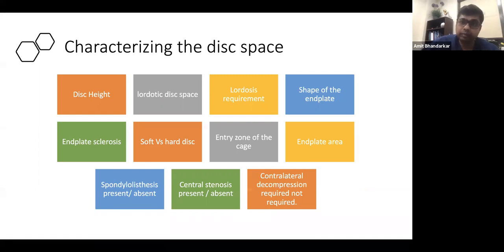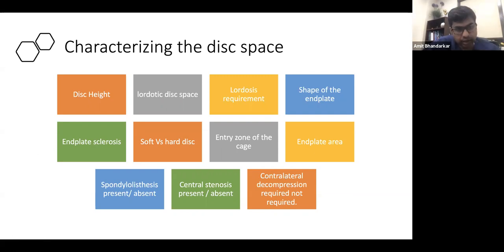Again, the evidence is not clear on that, but with practice, I have known that different cages really do influence the final outcome of the patient. So I will discuss some cases after I go through these characteristics of the disc space that we need to keep in mind when we decide what cage we need to use.